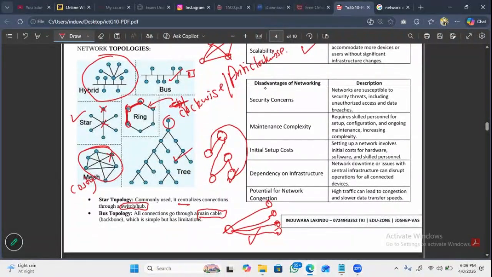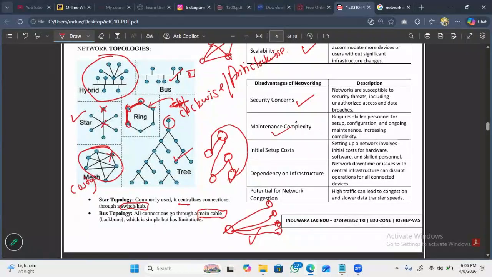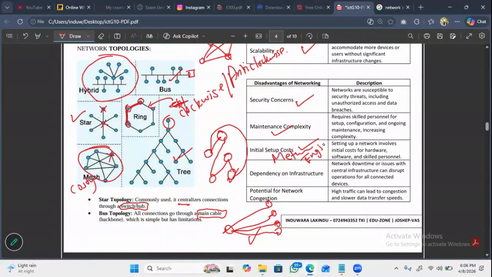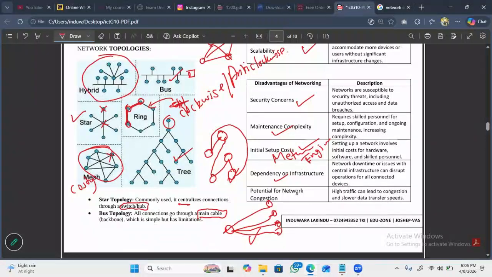But there are some security concerns as well. Viruses can spread. There is a maintenance cost. And the initial setup cost is high too. We should pay for network engineers. Network engineers are taking money to make networks. And dependency on the infrastructure. Downtime can happen. Servers can get damaged. So there is an infrastructure dependency.